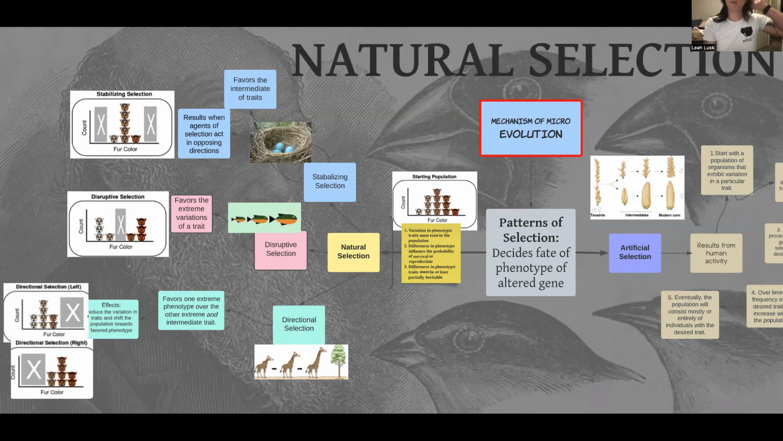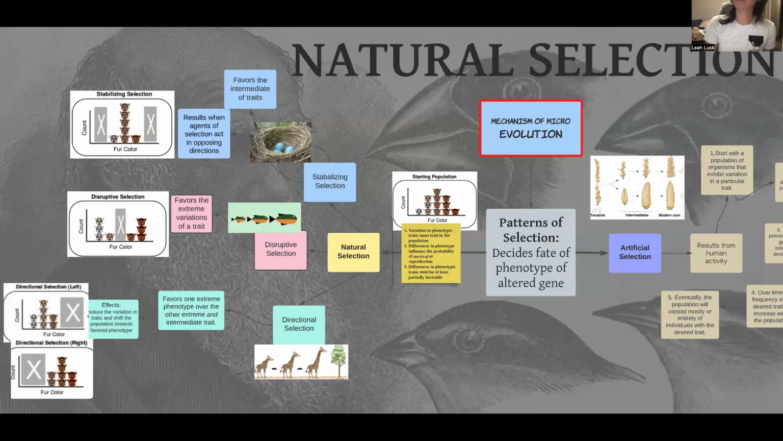Directional selection is a process in which one extreme phenotype is favored over the other extreme and the intermediate trait. So this is going to lead to a shift in the population toward the favored phenotype. An example of that I like is giraffes evolving to have a longer neck to reach leaves in really tall trees. It could also go the other way if trees were really short. It could be the other extreme, but you're only going to see this type of selection favor one extreme phenotype, and that's going to be the long neck. And this is going to result in the variation of traits and the shift of the population toward the favored phenotype.